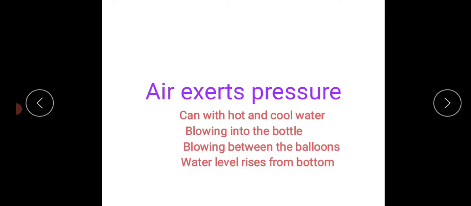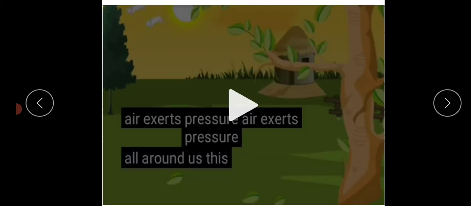Now we'll observe the video. Air exerts pressure, shown in many experiments. One, a can with hot and cold water. Two, blowing a paper ball inside the bottle. Three, blowing between two balloons, then the balloons come closer together. Four, water level rises from the bottom. So these are all experiments that prove air exerts pressure. Now we'll enter into the very first experiment in this video.